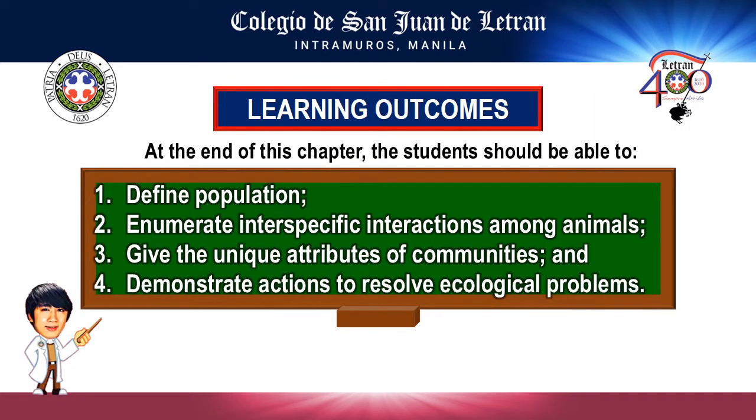So what are the learning outcomes for this chapter? One is to define population. Two, enumerate interspecific interactions among animals. Three, give the unique attributes of communities. And lastly, to demonstrate actions to resolve ecological problems.